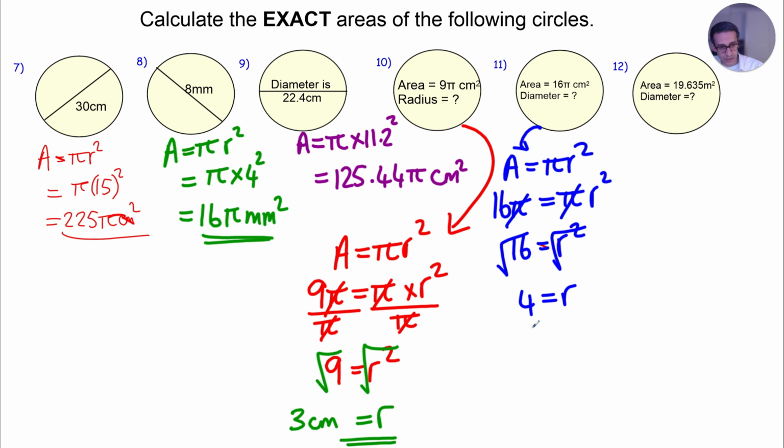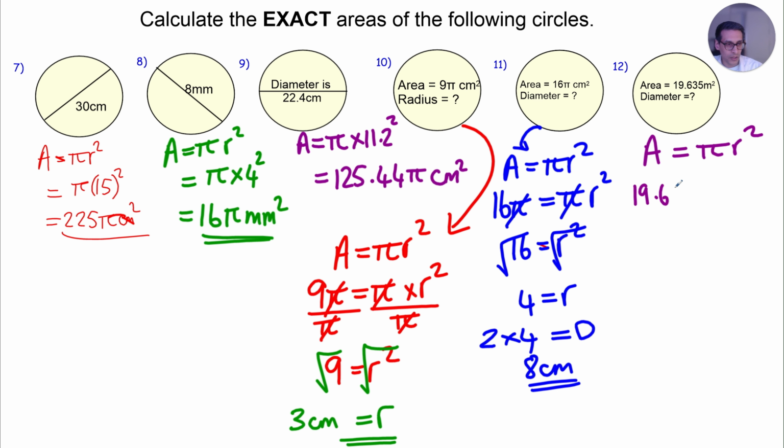And in this case, if the radius is 4, then the diameter must be equal to 2 times 4, which is 8 centimeters. Okay, last question here. Area, we're still going to just do the formula, area equals pi r squared. So the area this time is a decimal, 19.635. That's equal to pi r squared.